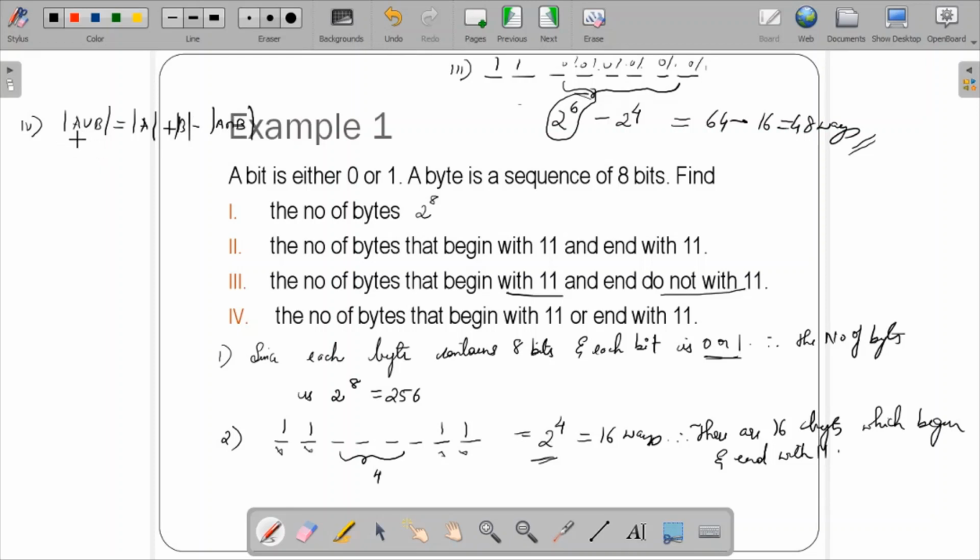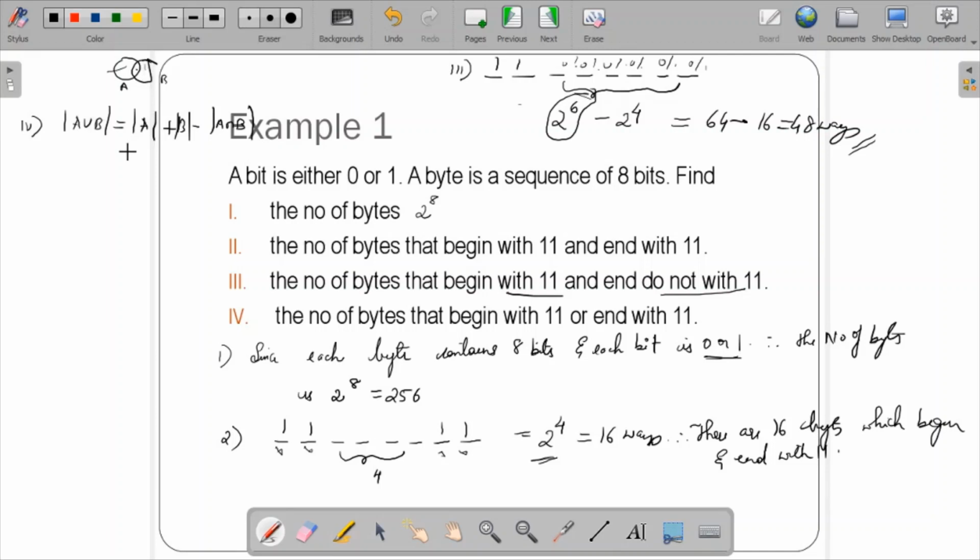So what is this formula? A intersection B is the number of bytes that begin with 1 1 and end with 1 1. Here the union of both means begin or end, so that is the formula we are using. If this is A and this is B, this is A intersection B, this is only A and this is only B. I need to find bytes that begin with 1 1 or end with 1 1, that is nothing but A union B.